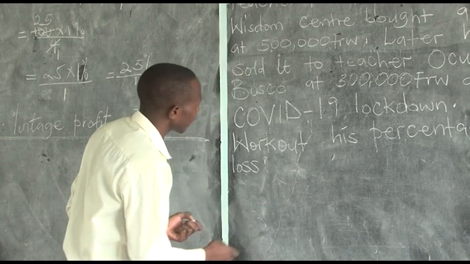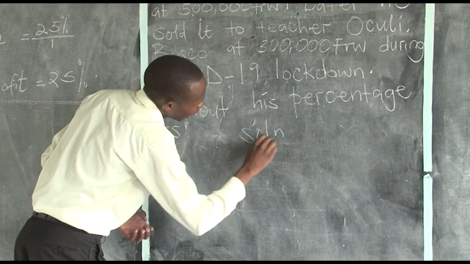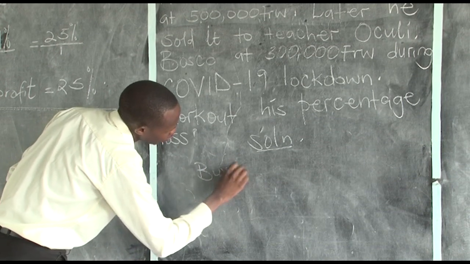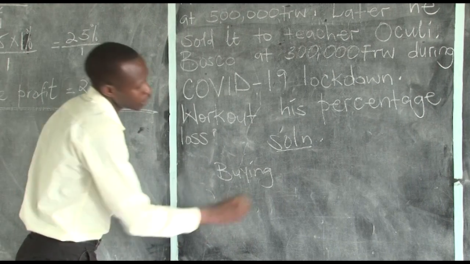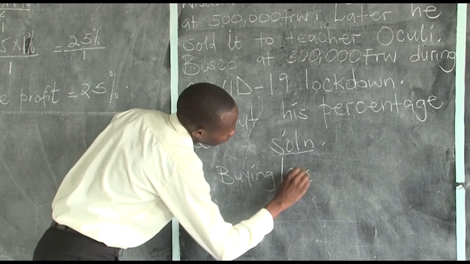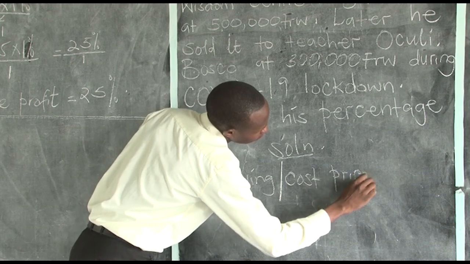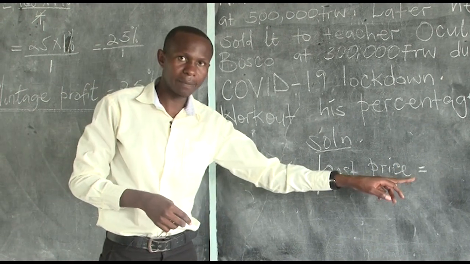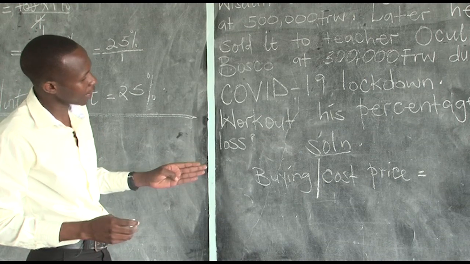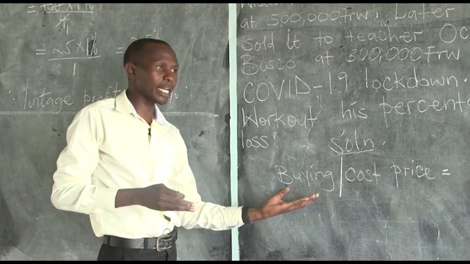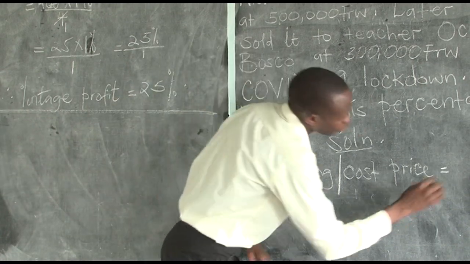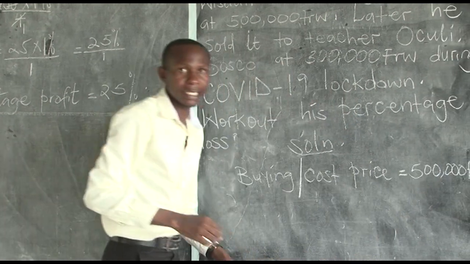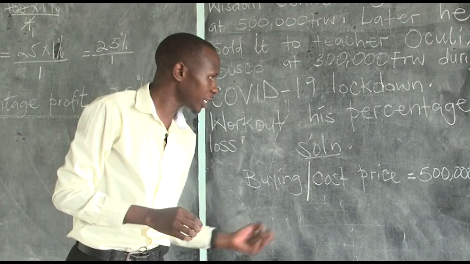Okay? So let's see. First of all, I'll begin identifying. We shall say our buying price. We can call it buying or cost price. How much did he spend on a TV? It is what we are referring to as the buying price. We have known that he spent 500,000 francs. That is the money he spent when buying the TV.